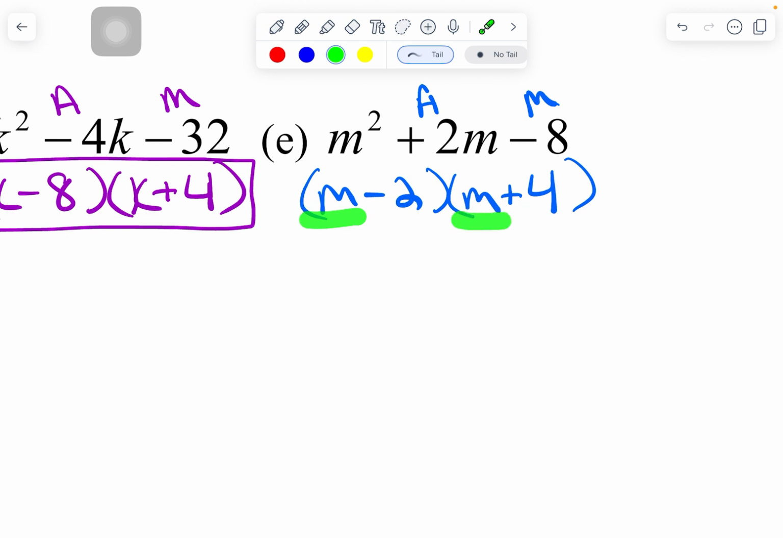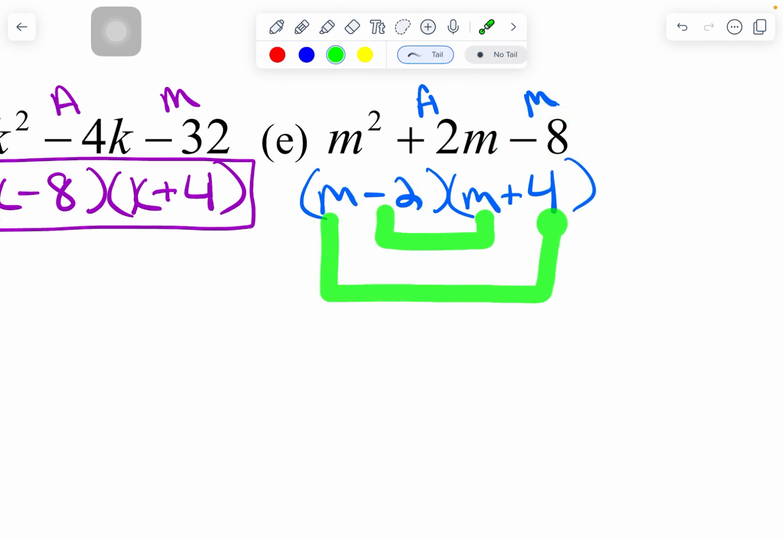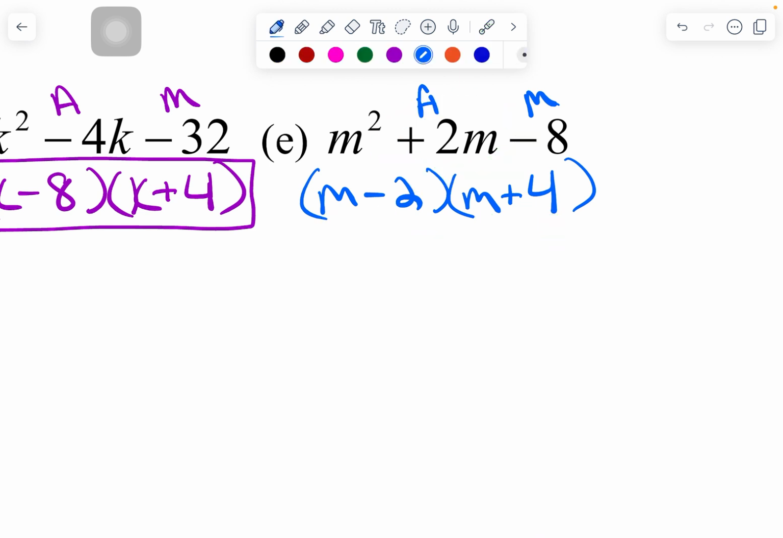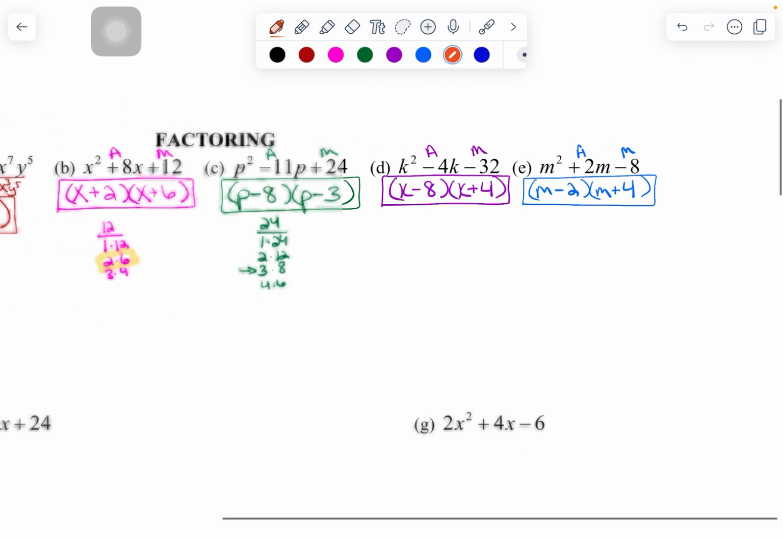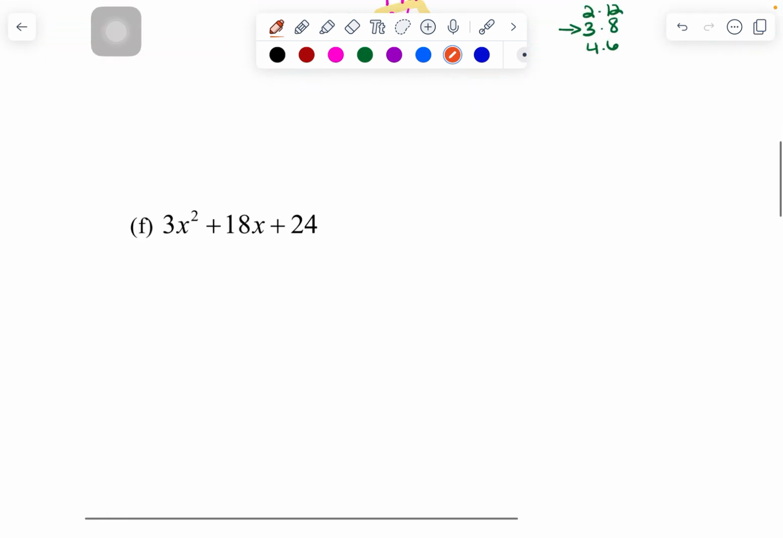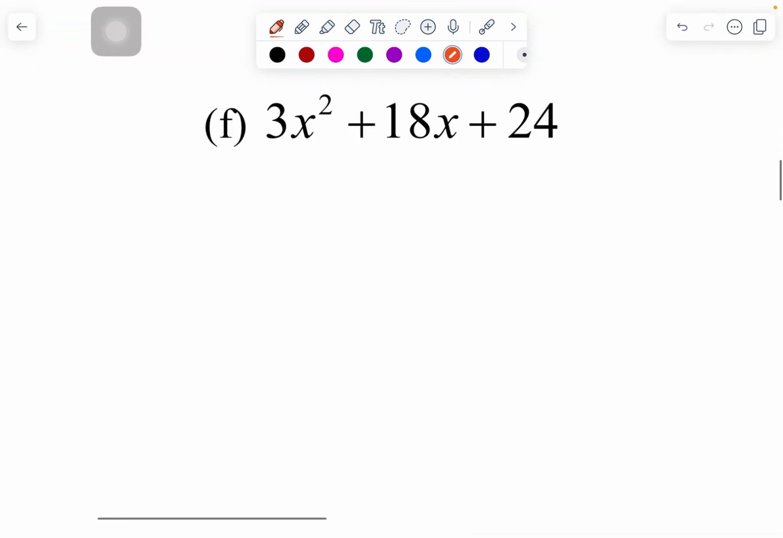So first term times first term, m squared. -2 times 4 is -8. That's good. So that's -2m, and then +4m. So 4 minus 2 makes the 2. All right, we have the correct factors. All right, so that's the top row. And I believe there's two more questions down here. There's an F and a part G. So let's talk about part F.